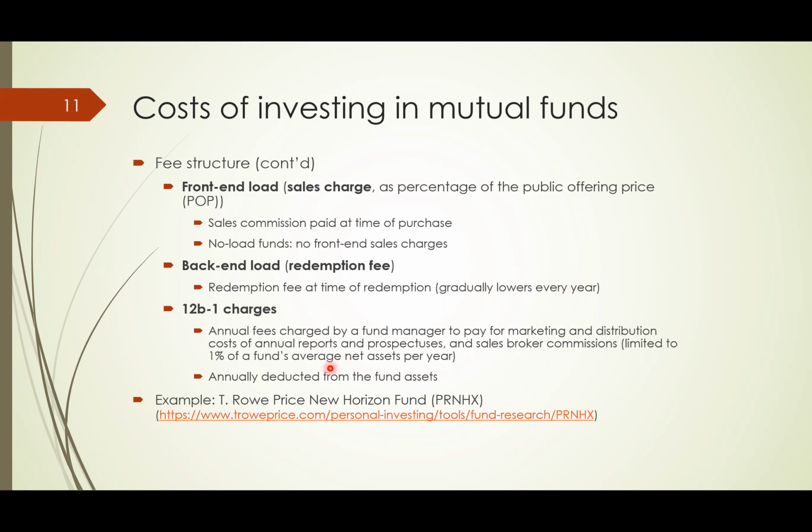12b-1 charges refers to the annual fee paying for marketing and distribution of annual reports and prospectus. It's based on the regulation. It's limited to 1% or less than 1% of fund average assets per year. It's annually deducted from the fund assets. Okay, I encourage you to click on the link and go through the prospectus of T. Rowe Price New Horizon Fund that details many of the charges.